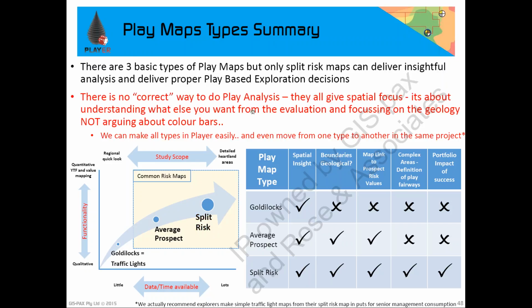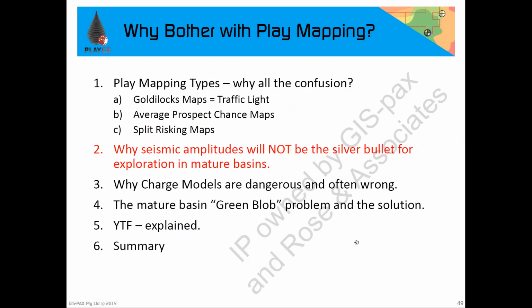So there's no correct way to do play analysis. We don't tell you what you have to do, and in fact in Player, in the one project, you can start with traffic lights in one area and go to split risks in another, and when you make your products, you can actually do a composite stack that is a split risk stack, or you can make a traffic light stack. So you can still go back to make the products that traditionally your management might want to see. But you've now got a lot more insight and useful products if you're using split risking, if you want to.